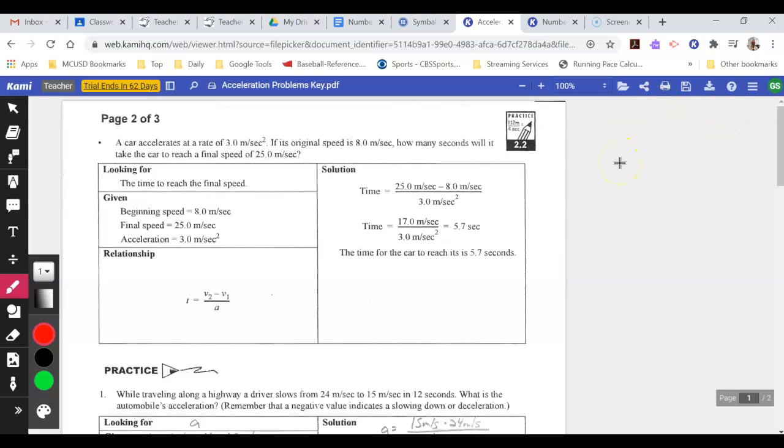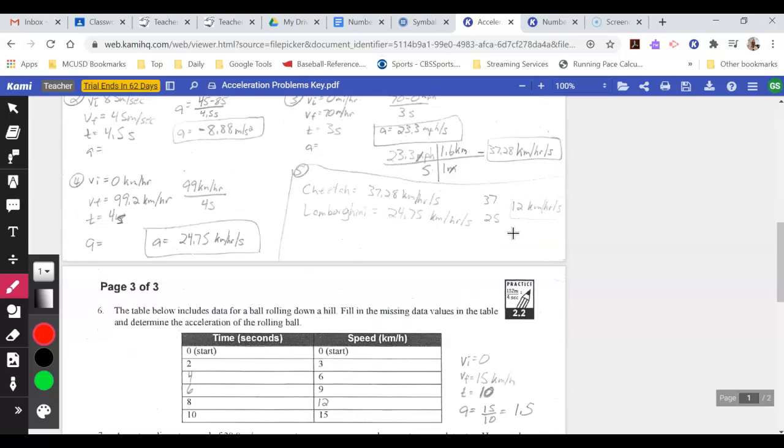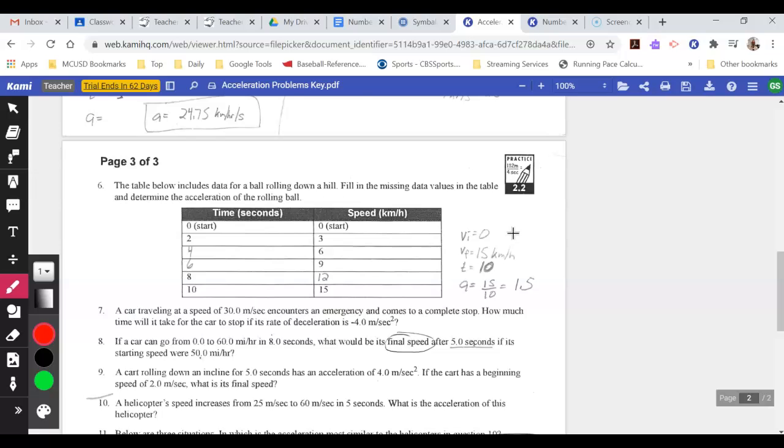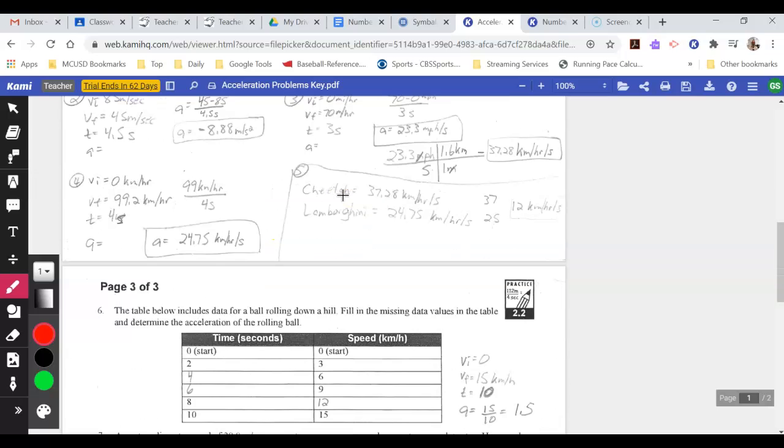Today, you have no new work. What you want to do is turn in anything you may have missing. That would be number one. And then number two would be to review the acceleration problems. I did not grade them. What you should be doing is going through this key that is posted and making sure that your answers are matching up with the answers I have on the key here.